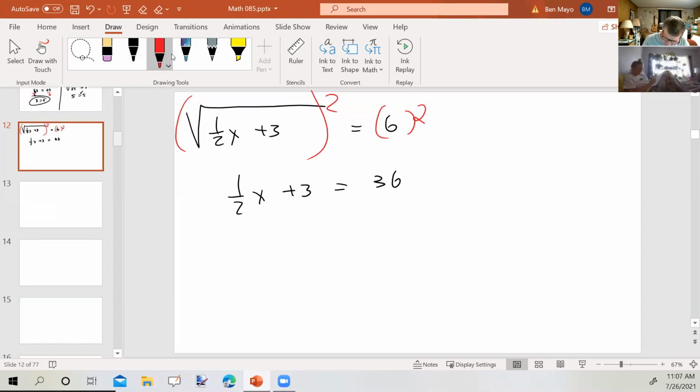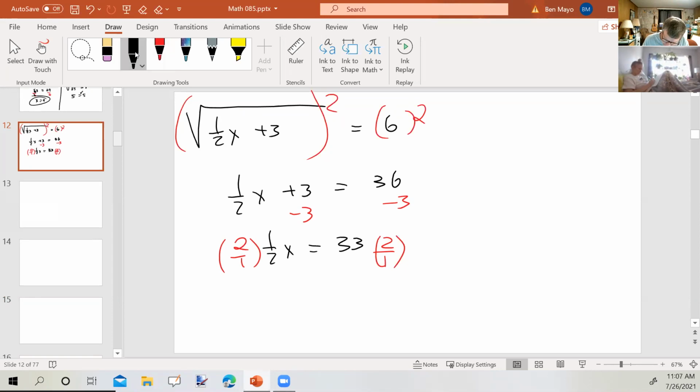To solve for x, I'm going to subtract 3 from both sides. 1/2 x equals 33. Then I'm going to multiply both sides. What do you do when the coefficient is a fraction? You multiply by the reciprocal, which would be 2 over 1, or just 2. So x equals 66. Let's check our work.